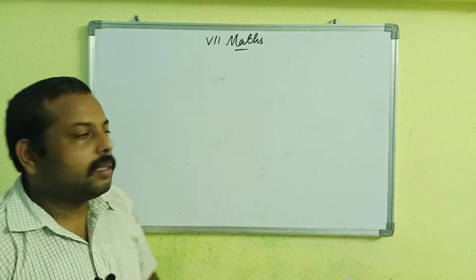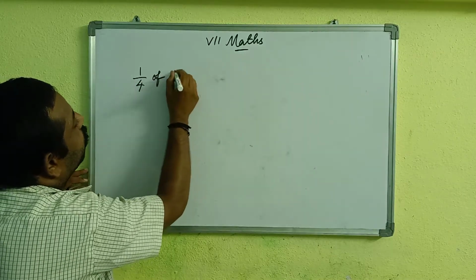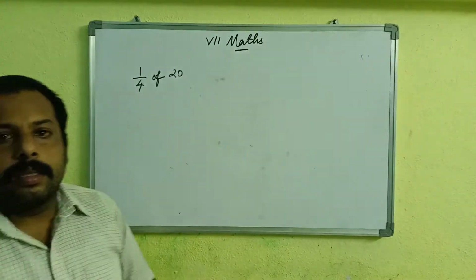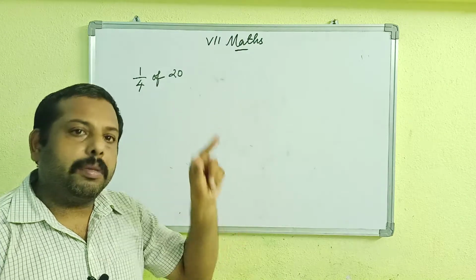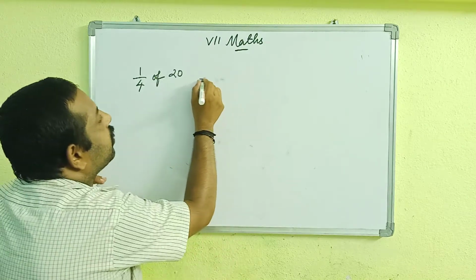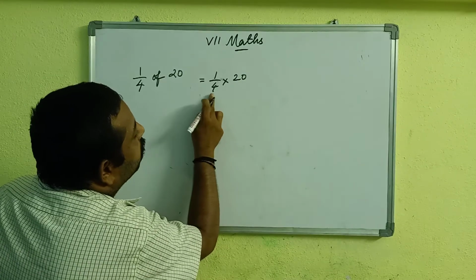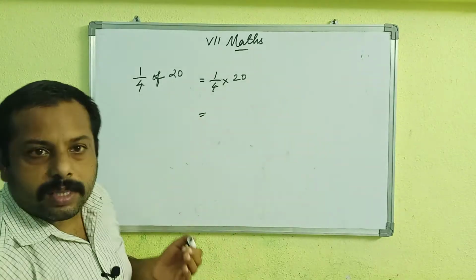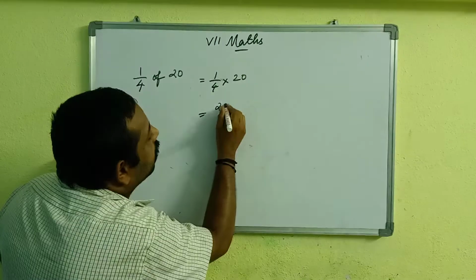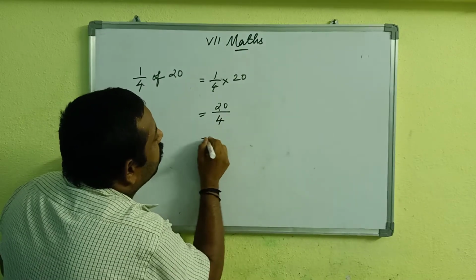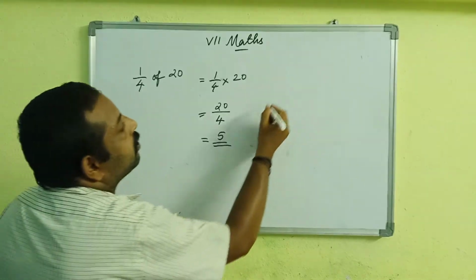Next, you may see these types of problems. 1 by 4 of 20. Now onwards you understand that in mathematics whenever we say of, it means multiplied by. So how will you write it? 1 by 4 multiplied by 20. Fraction by whole number or whole number by fraction, same only. Multiply the whole number by the numerator, 20 multiplied by 1, 20 divided by 4. 20 divided by 4 is 5. 4 5s are 20.